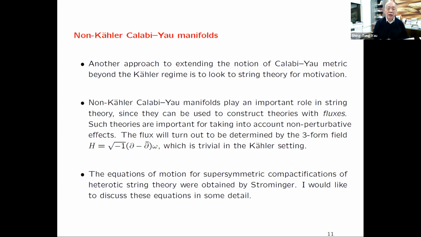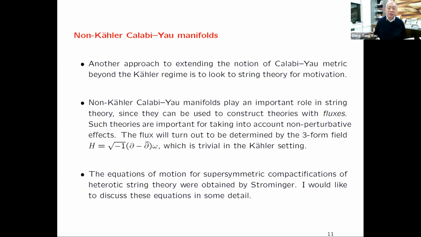Well, it turns out non-Kähler Calabi-Yau manifolds do play a role in string theory, since they can be used to construct string theories with fluxes. So the original Calabi-Yau manifold has no flux, which we shall see what that means immediately. There's a 3-form in the case of string theory, and in the case of complex manifolds that we're talking about, we are taking this H. H is a 3-form defined by i(∂ − ∂̄) operated on omega.